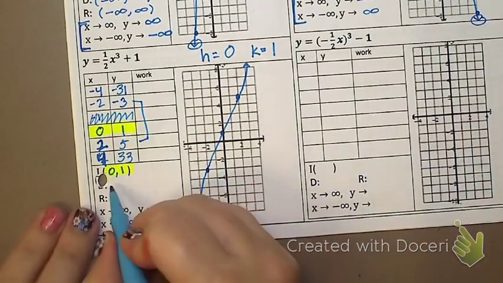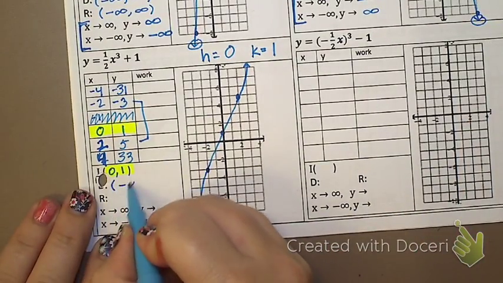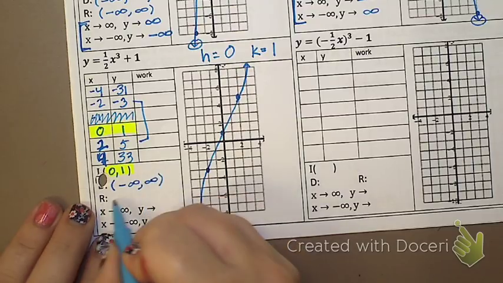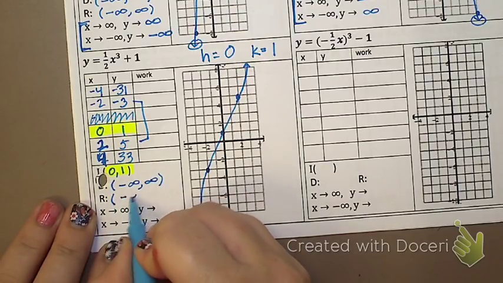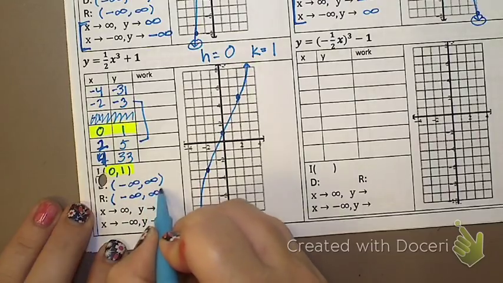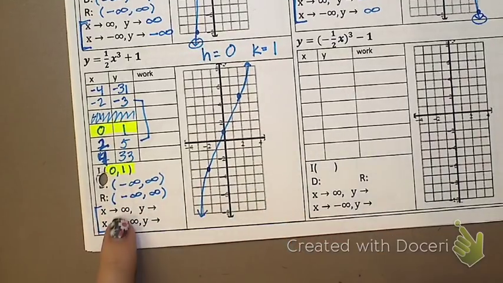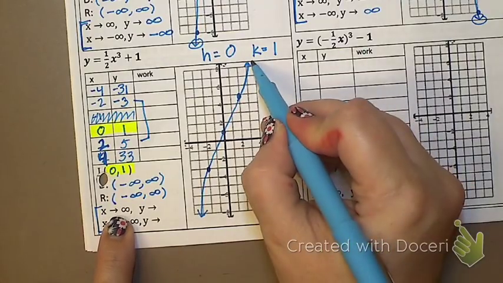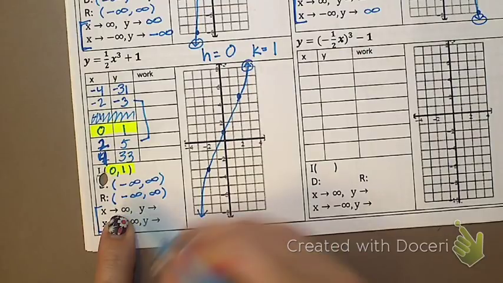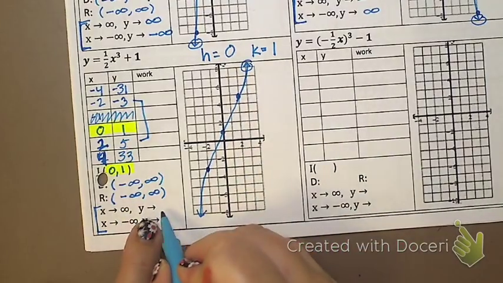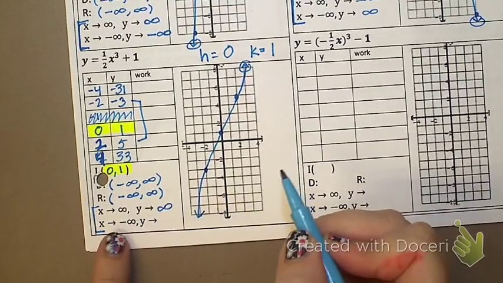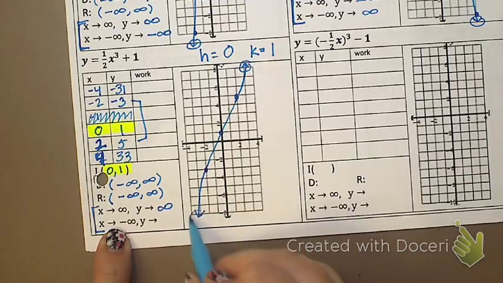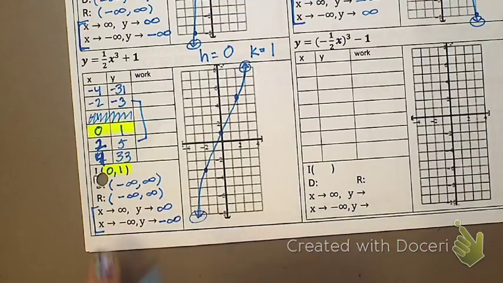All right, let's finish up here. Domain, negative infinity to positive infinity. Range, same for range, negative infinity to positive infinity. And end behavior. First statement is asking about what, the left or the right? The right. Whenever it says X to positive infinity, that's to the right. So where does Y go? Okay. And on the left, we are going towards negative infinity. Okay? All right.